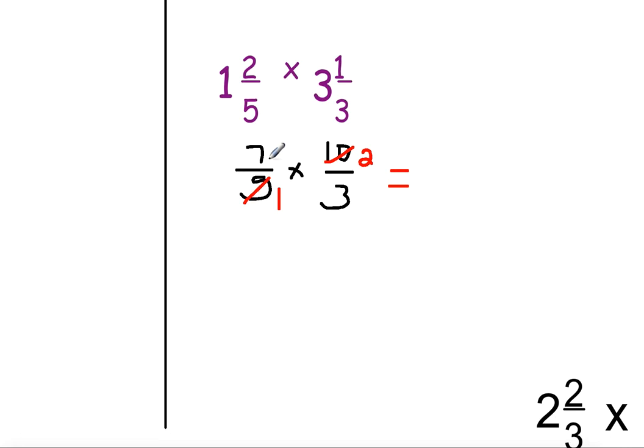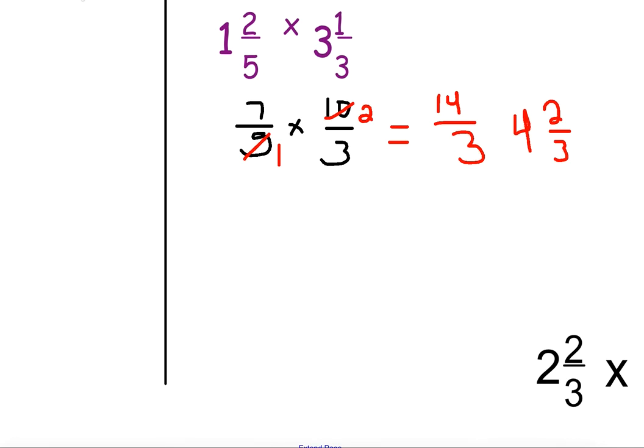Now I can multiply. 7 times 2 is 14. Oops, it's 14. And 1 times 3 is 3. Now I do want you to turn this back since these were improper. 3 can go into 14 4 times, which is 12, with 2 left over, 3. So 4 and 2/3. So we're going to get your homework now.